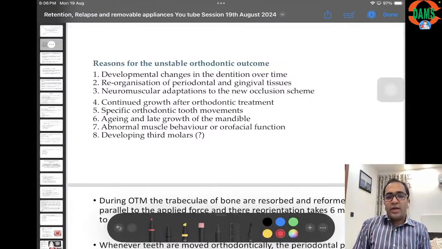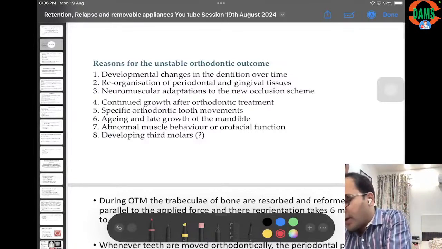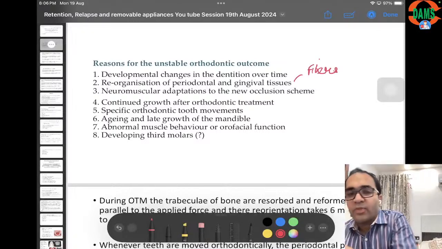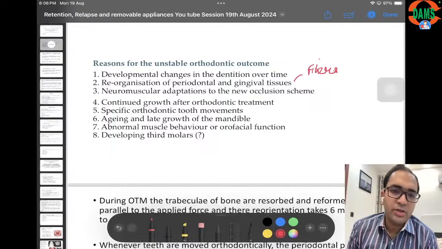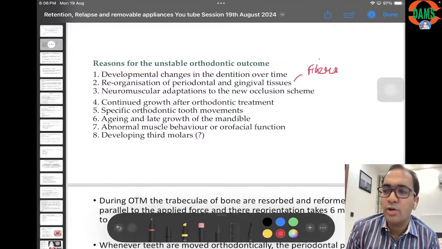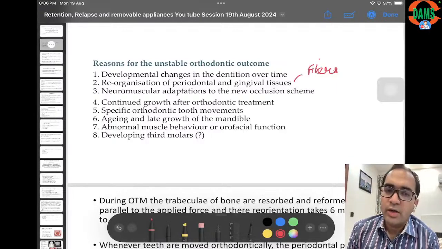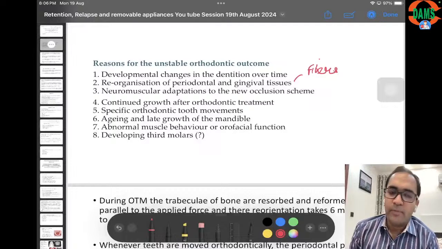Next is reorganization of periodontal and gingival tissues. The tooth is attached to the bone via certain periodontal fibers and gingival fibers. Once we have achieved a result, we often forget about the stability or the organization of these fibers, which contribute to the relapse of our orthodontic treatment.